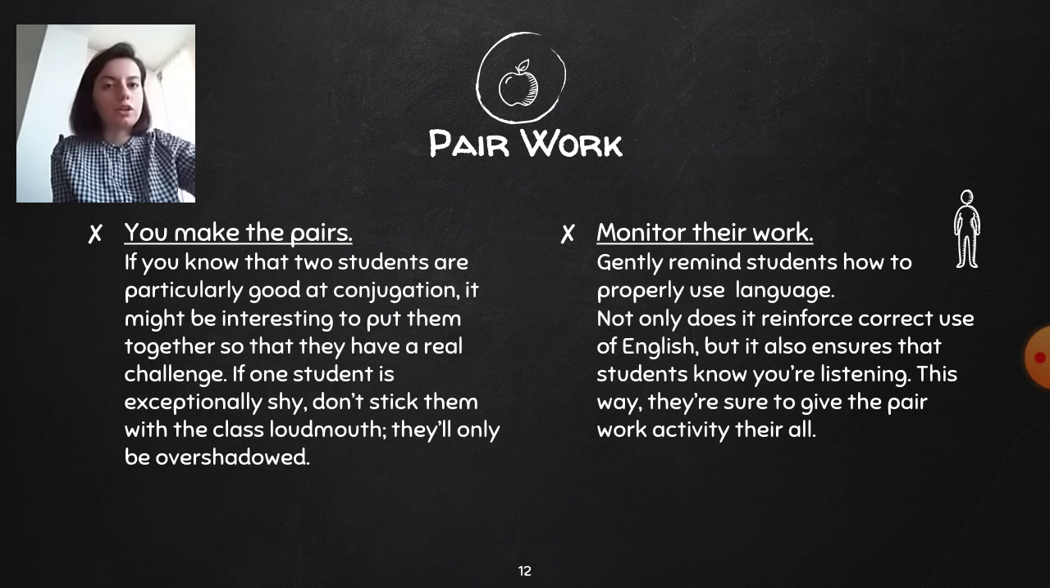We should also monitor their work, gently remind students how to properly use language, and try not to overcorrect them. Not only does it reinforce correct use of English, but it also assures students that you're listening. This way, they're sure to give the pair work activity their all.